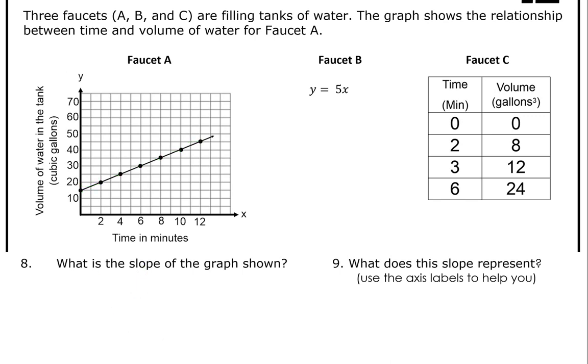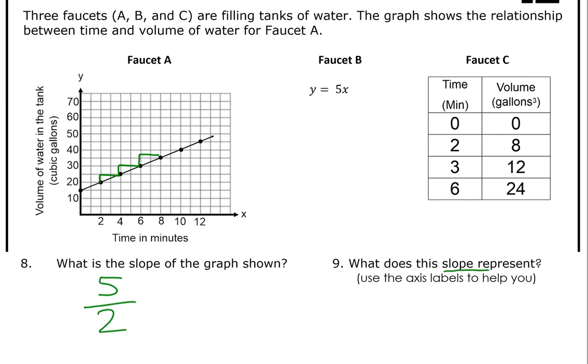I do move up 1 unit, but look at the units on your y-axis. Do they go by ones? No. Each box is 5 gallons. So instead of saying up 1 over 2, I'm going to say up 5 gallons over 2 minutes. Up 5 gallons over 2 minutes, right? So the slope is 5 over 2.